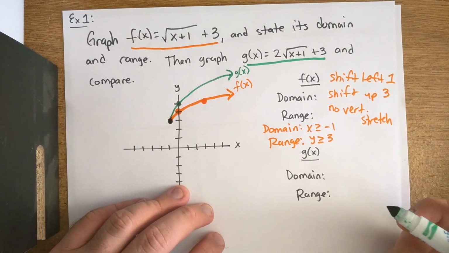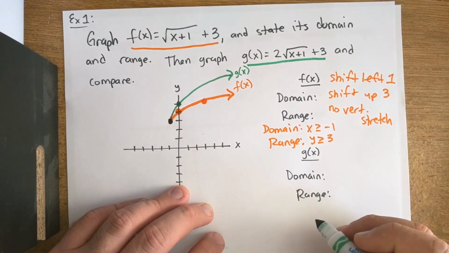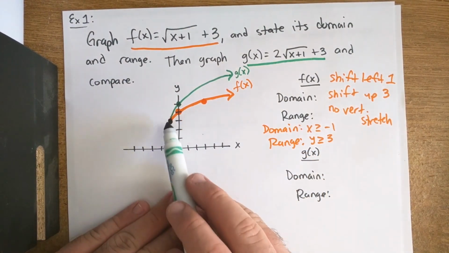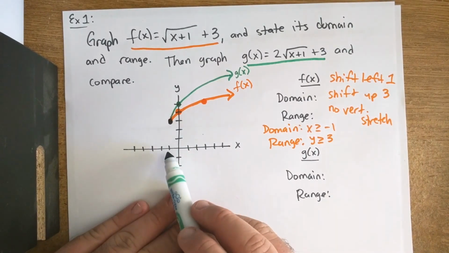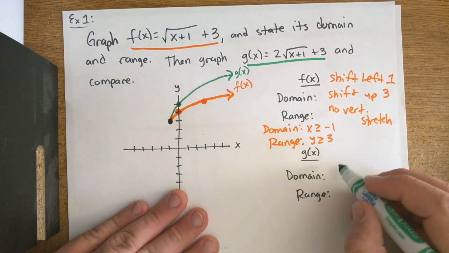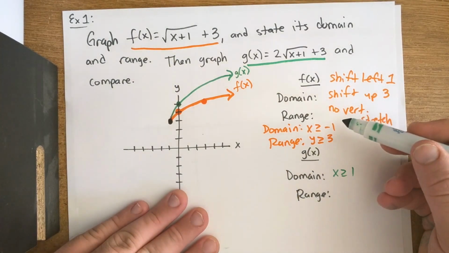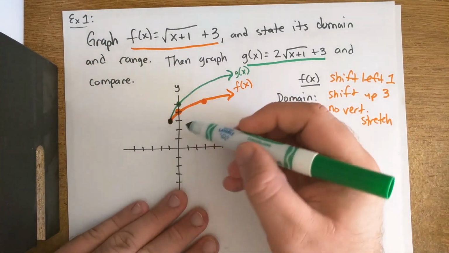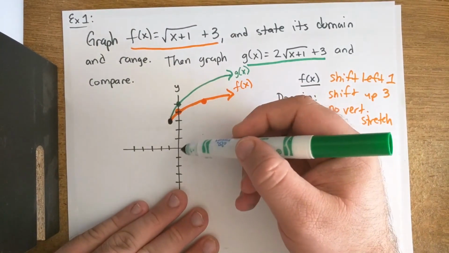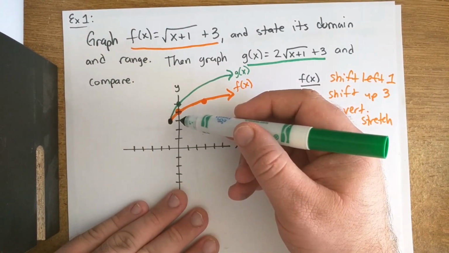Now, let's think about domain and range of g of x. It looks like the green function, the domain still starts at -1. So that's our domain. It's the same as f of x. And what about the range? The function starts at y equals 3, and then goes up forever.